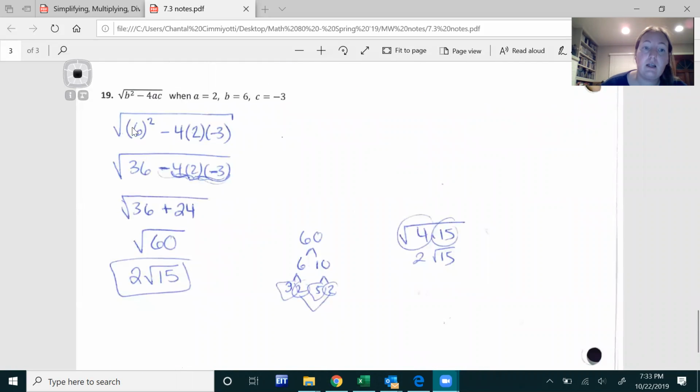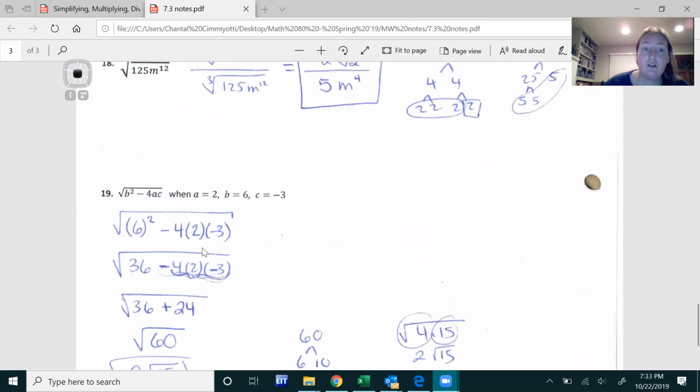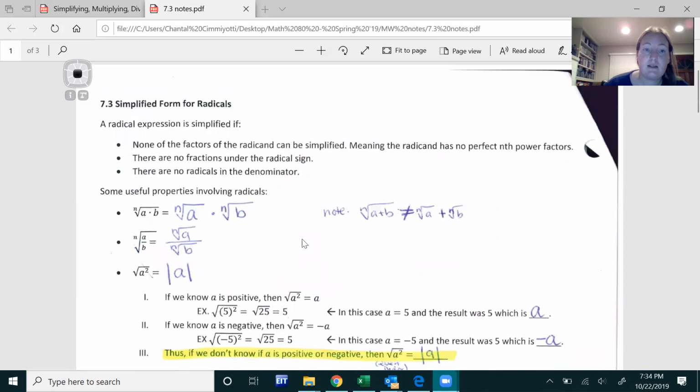And then here is an example that you'll see more when we get to quadratic formula. It's just practice on really order of operations and simplifying roots here. So you do your exponents, then multiplication, then you finally get to do your addition or subtraction, and then you evaluate your root. And so you get 2 root 15 on that one. So that is 7.3. And that's it for right now.